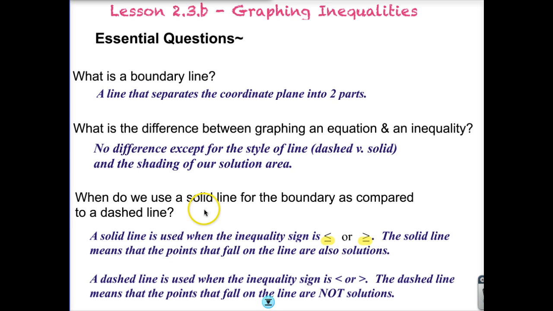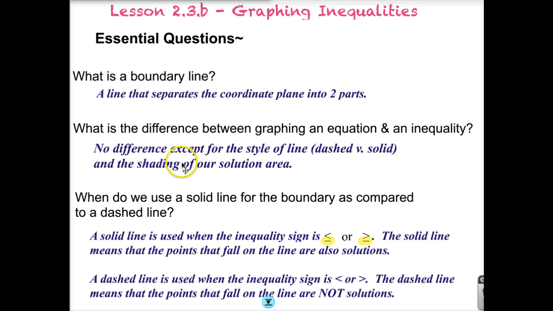So here we have some essential questions. You might want to write these down if you're taking notes. These are good questions to be able to answer. So number one, what is a boundary line? A boundary line is a line that separates the coordinate plane into two. Whenever you graph a function, essentially you are graphing a boundary line.